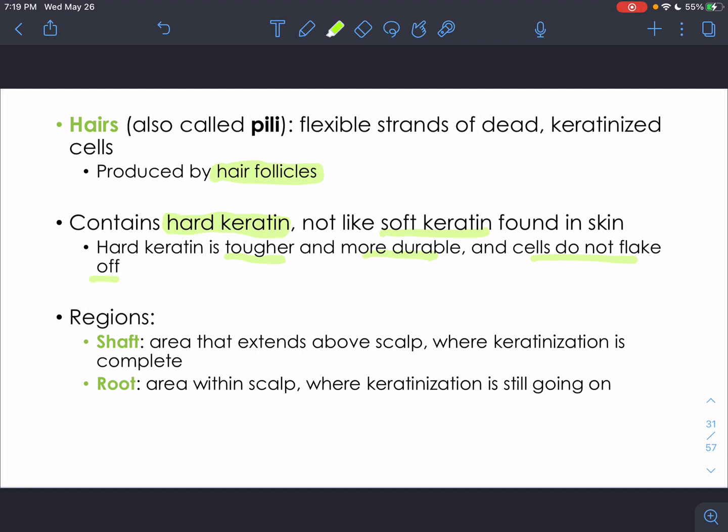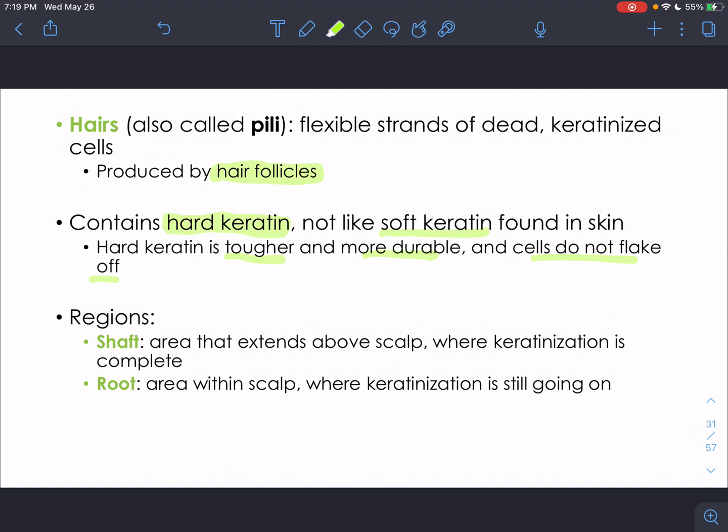So remember, on the stratum corneum, the most superficial layer of your skin, you have the dead keratinocytes. And as new cells are created below, the dead cells on top are going to flake off, and you're going to shed them, and those will be what leads to dandruff and a lot of the dust in your house, actually. But your hair has hard keratin. So those don't flake off like that, which is good because it keeps your hair intact.